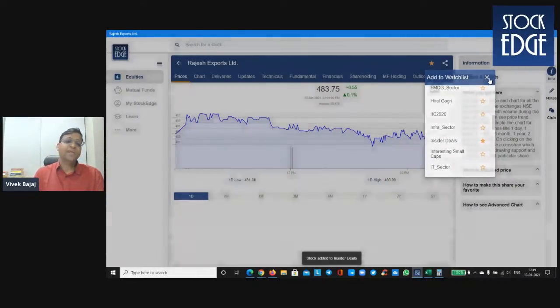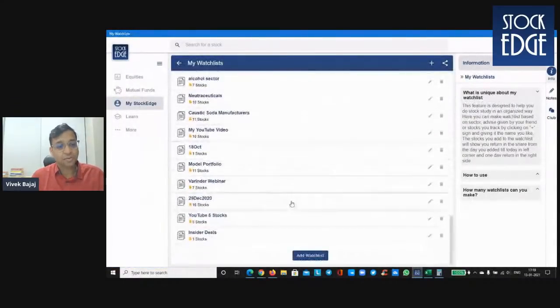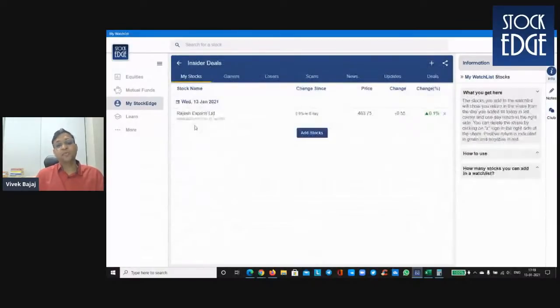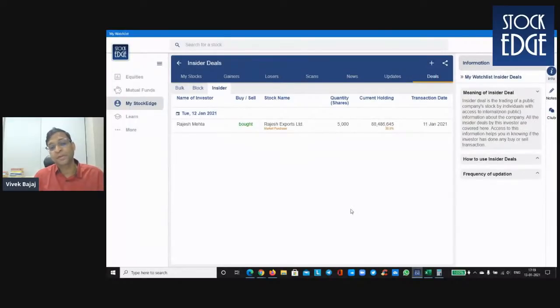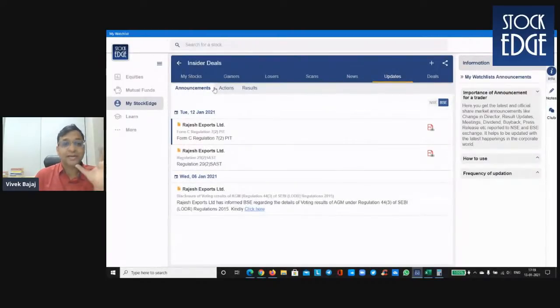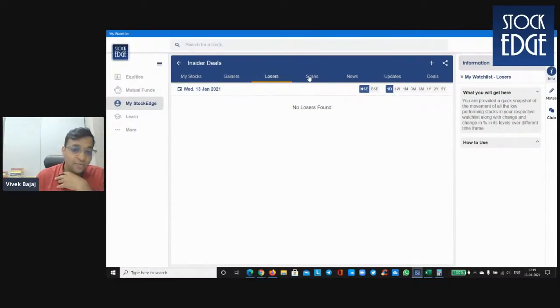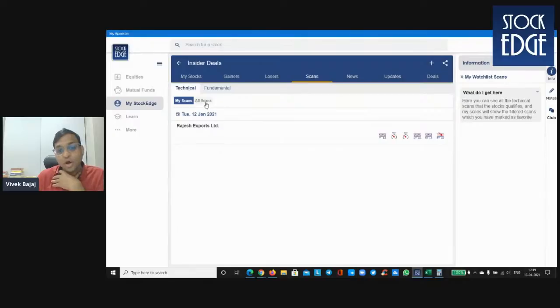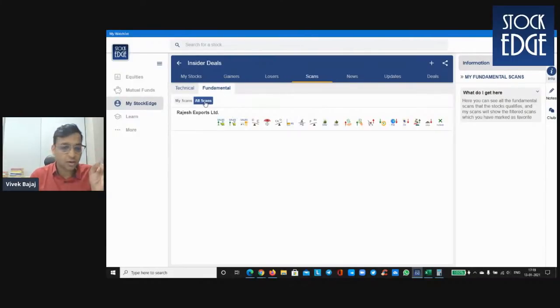So once I have added that stock in the insider deal, it becomes part of my tracker. I have many watch lists actually. So any follow-on bulk, block, or insider deal which will happen in this company will also get reflected in this watch list. So the StockEdge watch list is actually an intelligent watch list where if you start tracking stocks, all behavioral aspects related to that stock will start getting emerged here, and accordingly you can look at them and then decide whether you want to take a bet on this stock or not.